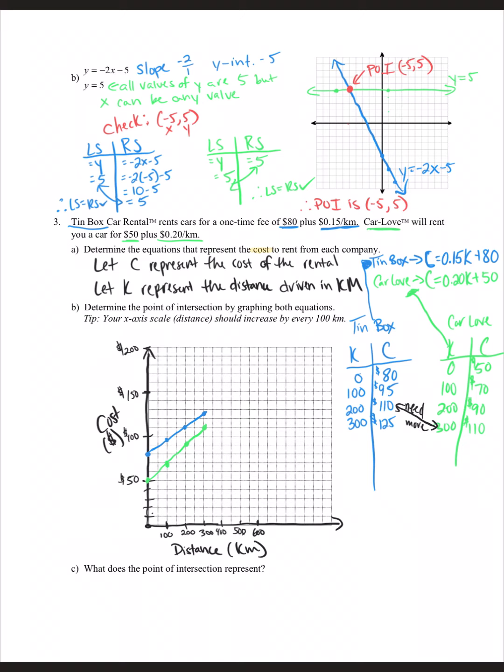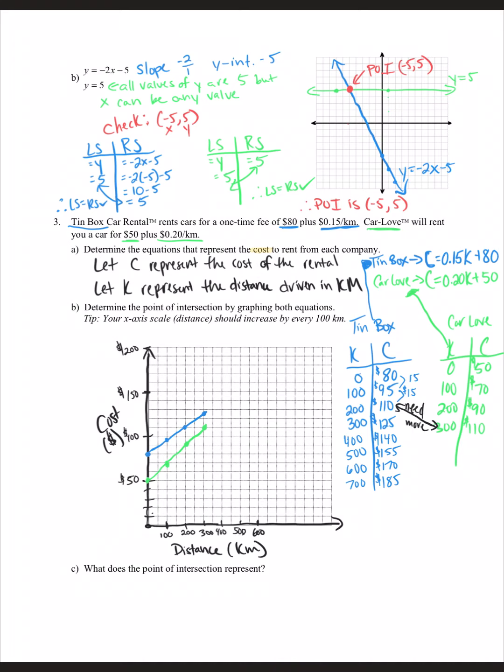So we're going to continue on until we find a point that's going to be the same. Okay, so on my Tin Box, I'm going to keep going up by 100, and we'll go up to 700. Hopefully we've noticed a pattern here that for Tin Box, it looks like my cost is going up by 15 each time. So 80 to 95 is 15. So I'm just going to keep going up by 15. So from 125 for 400 kilometers, it's going to go up by 15. So let's say it's 140. And then it goes up by 15 more, and then another 15, and then another 15 on top of that.